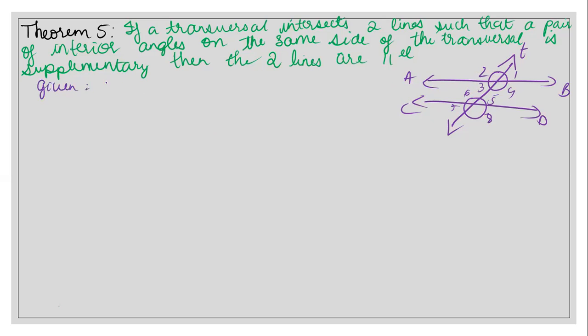First, let's write what is given. Given that angle 4 plus angle 5 is equal to 180 degrees. And we need to prove that AB is parallel to CD, right? AB is parallel to CD. So let's see the proof to it then.